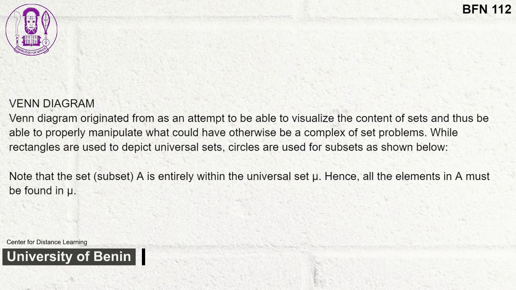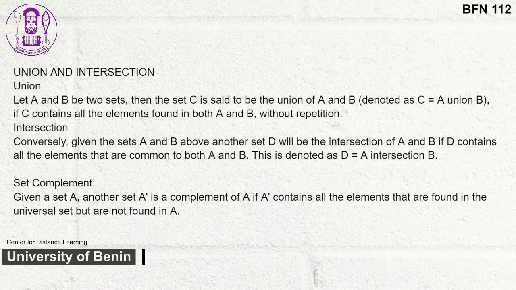Venn diagram. Venn diagram originated as an attempt to be able to visualize the content of sets and thus be able to properly manipulate what could have otherwise been a complex of set problems. While rectangles are used to depict universal sets, circles are used for subsets as shown below. Note that the set, subset, A is entirely within the universal set mu, hence, all the elements in A must be found in mu.